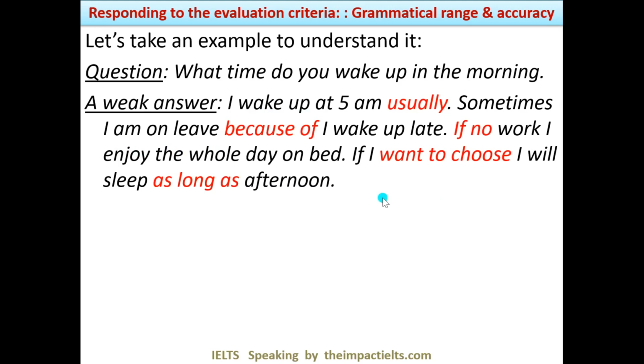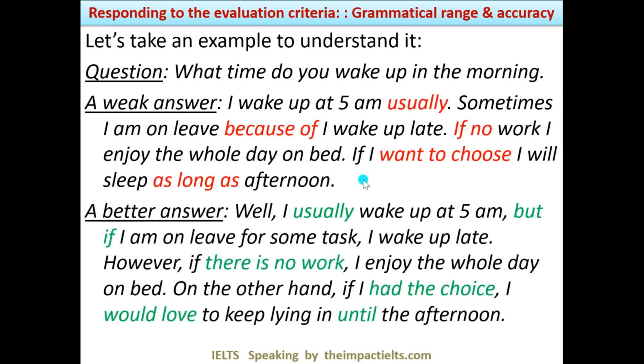So let's try to look at a better version of the answer. Well, I usually wake up at 5 a.m. and it's a complex sentence. But if I'm on leave for some task, and this is a complex sentence, it's first, but it was connected. Now I'm using 'if' to relate two sentences. If I am on leave for some task, I wake up late. So you can see this is a complex sentence. Grammatical devices are used accurately and smoothly. That's perhaps part of the coherence.